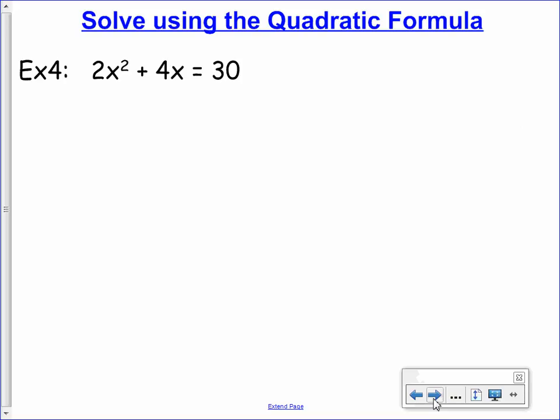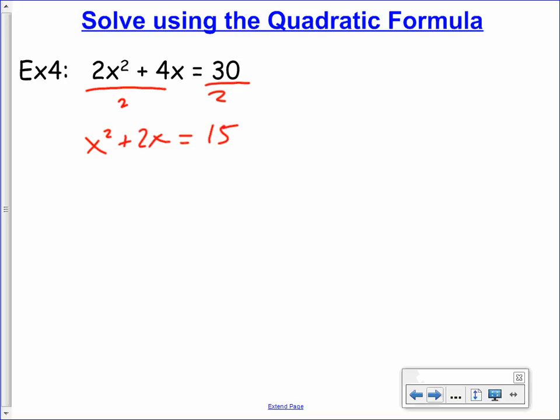I like this one. Why? You can reduce by 2. Everything can be divided by 2. So go ahead and divide. If it can be divided equally, go ahead and divide by 2, and we'll reduce this problem. So it's x squared plus 2x equals 15, and then move forward.